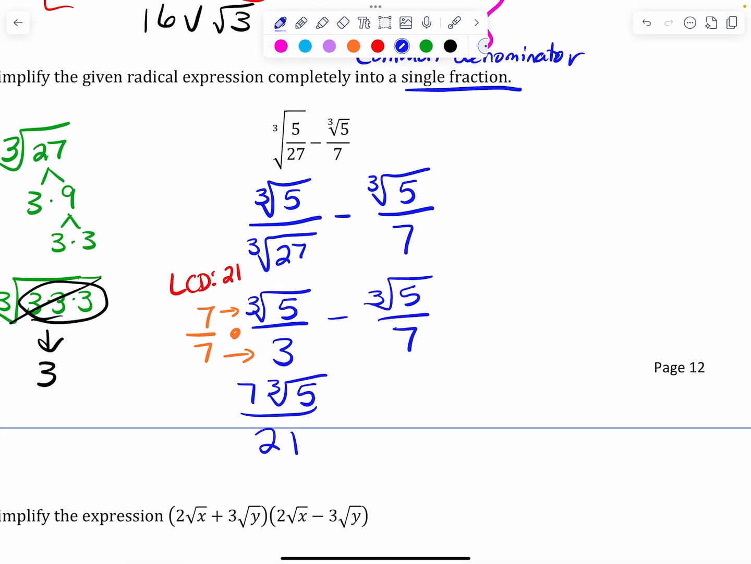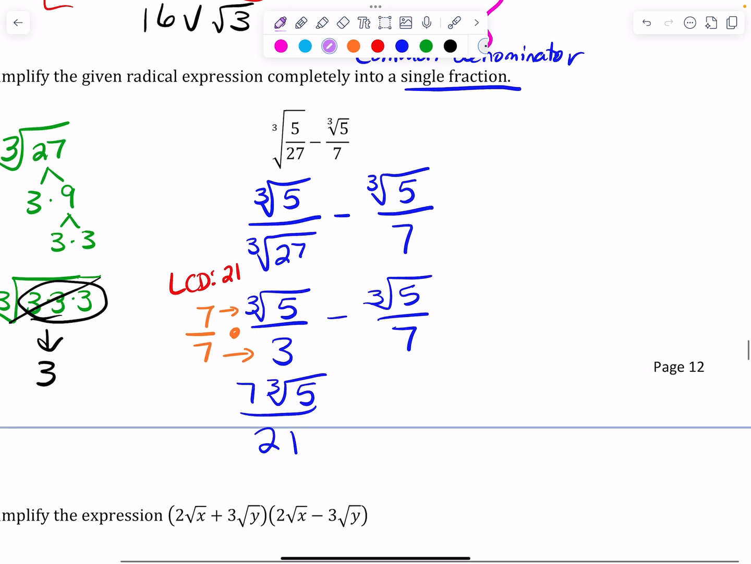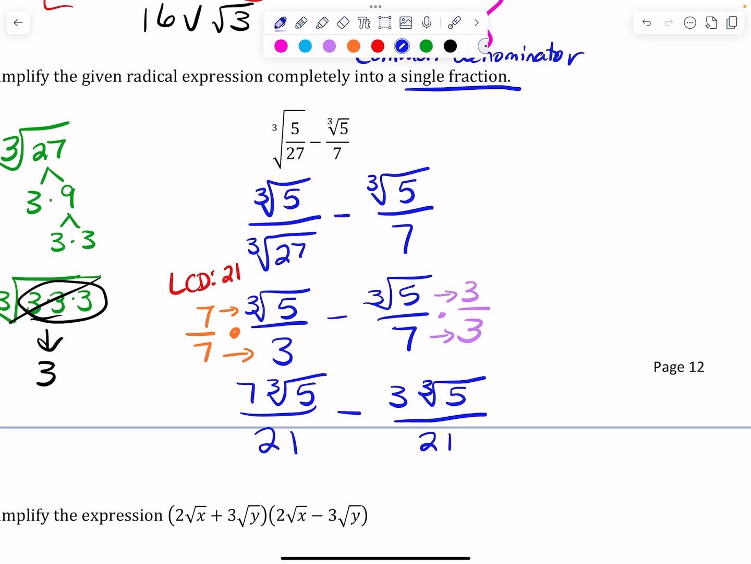Then the second fraction, we're going to multiply it by 3 over 3. And again, top times top, bottom times bottom. So we're going to get negative 3 cube roots of 5 over 21. Notice, we did not multiply this 5 times this 3. The 5 is under the radical sign. The 3 is not, so all we can do is write it in front as multiplication here.